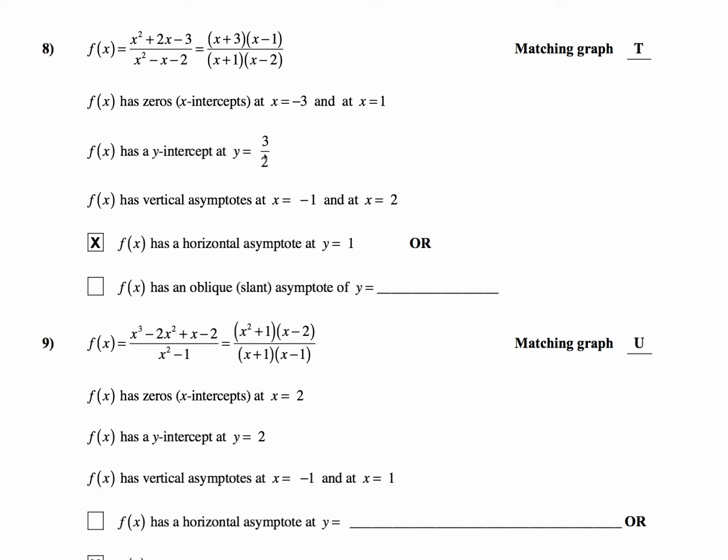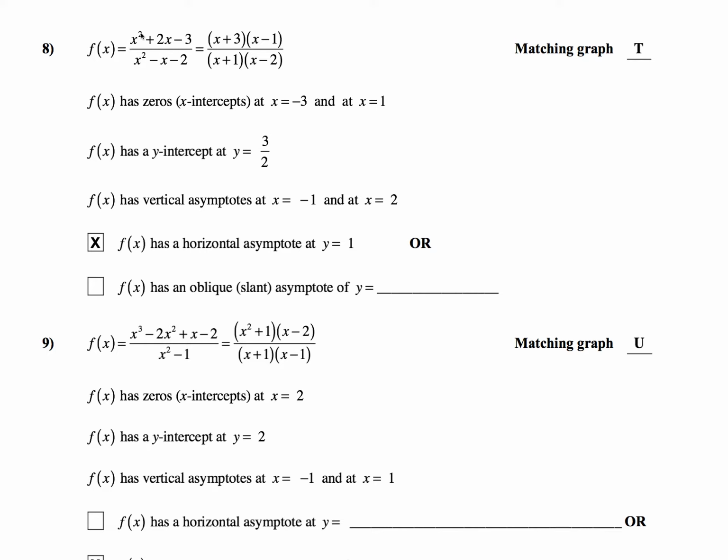The y-intercept is 3/2. We determined that by substituting 0 in for all the x's here. That means all those terms vanish, and negative 3 over negative 2 is positive 3 over 2, so 3/2 is the y-intercept. The function also has vertical asymptotes at negative 1 and positive 2, because the function can never have a value at x is negative 1 and x is positive 2.